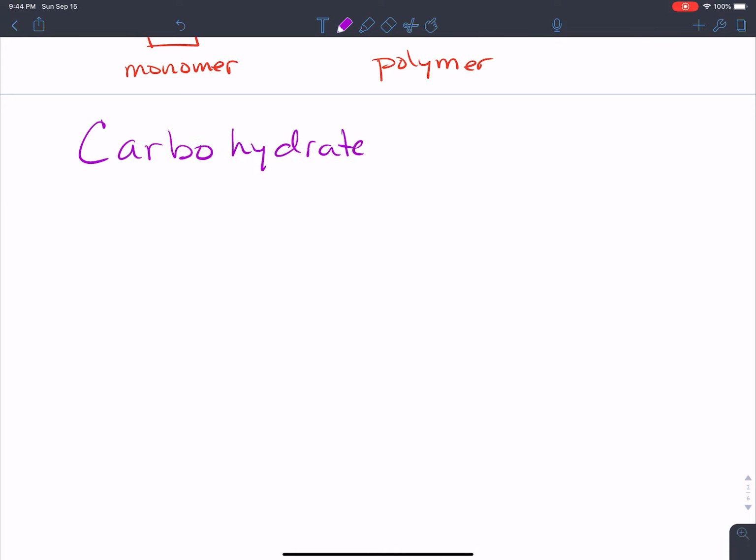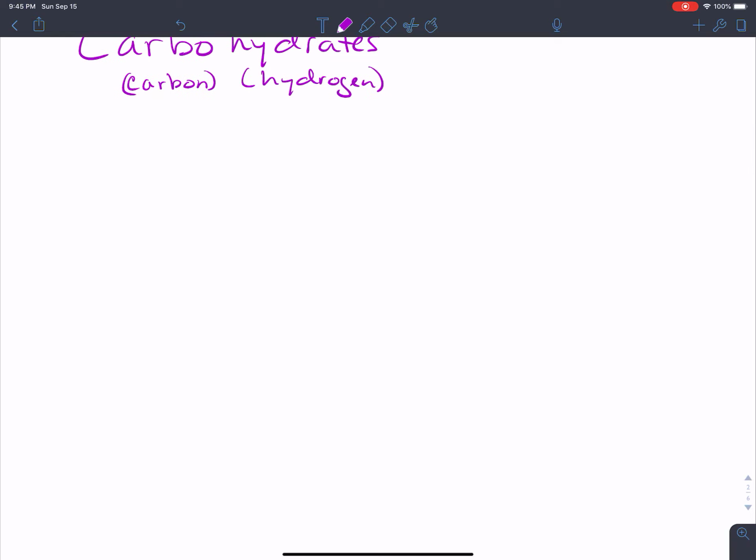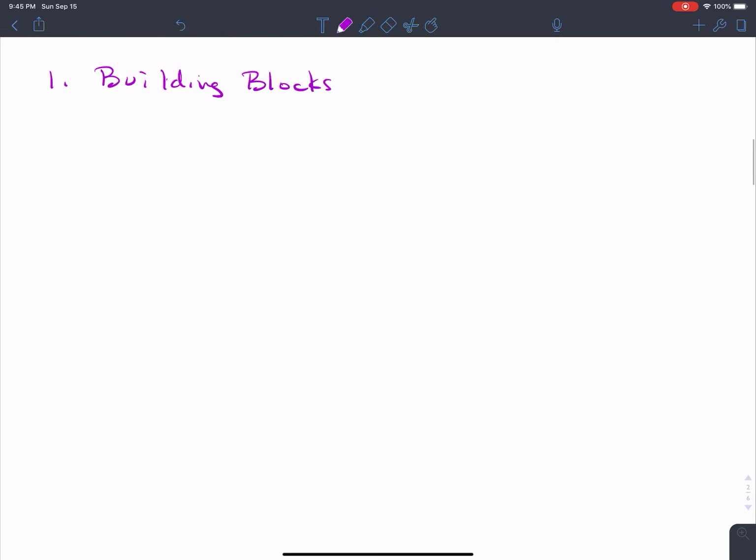Carbohydrates have some very important roles in our lives. When you look at the word carbohydrate, you will see the word carbon here and the word hydrogen here. Maybe you've heard of the term hydrocarbon. That's what these are. So I'm going to give you the building blocks of carbs. The building blocks of carbohydrates come in several types. The first one are called monosaccharides.